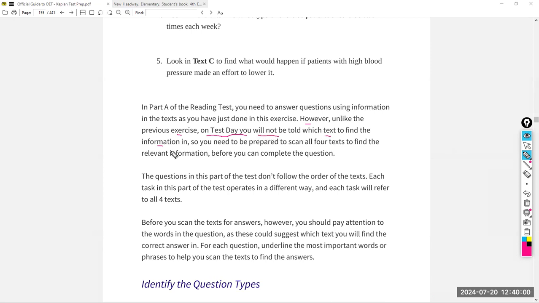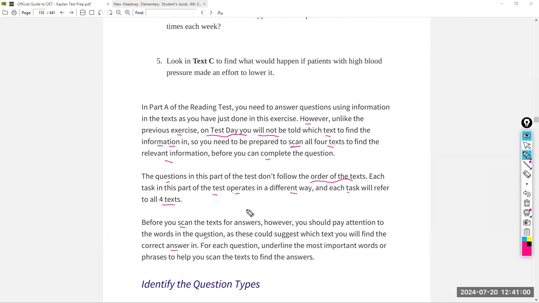So you will not be told which text to find the information in, please. You need to be prepared to scan, as I told you, skimming and scanning all 4 texts just to find the relevant information before you can complete the question. This is extremely important because, as I told you, Joel, 80% of the students have this problem of the 1 hour finishing without completing the 42 questions. Now, the questions in this part of the test don't follow chronological order, please. Each task in this part of the test operates in a different way, and each task will refer to all 4 texts. So before you scan, you have to skim. You should pay attention to the words in the question, as these could suggest which text you will find the correct answer in.